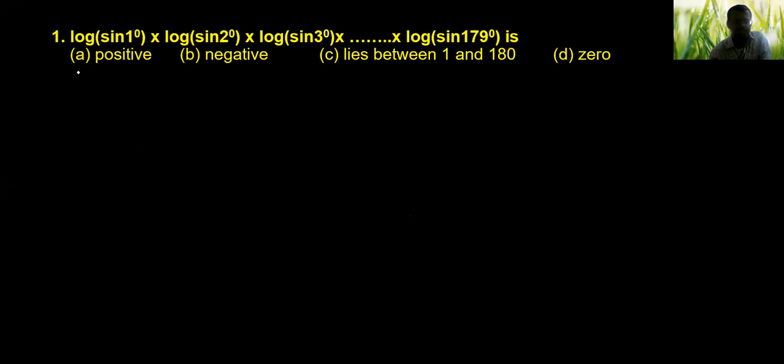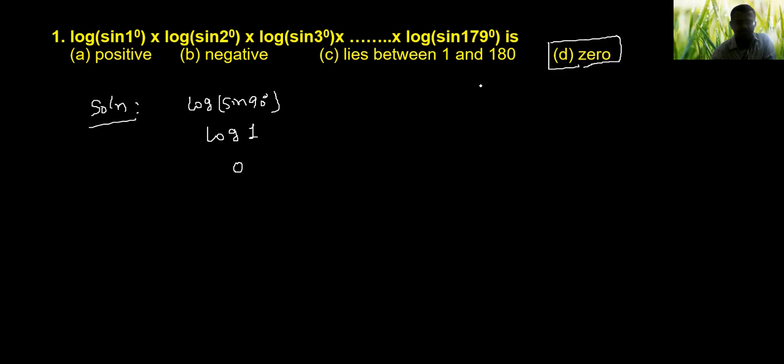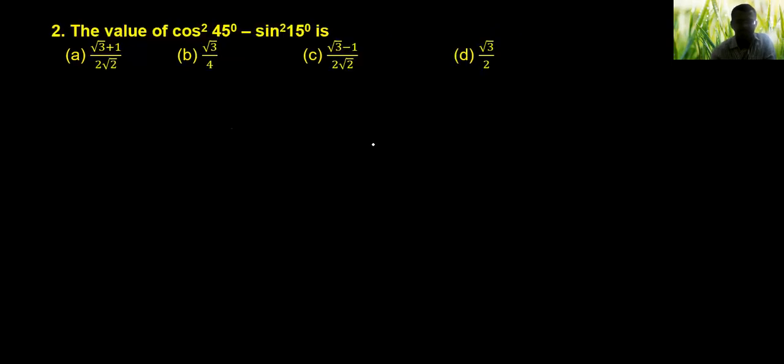See, the first problem is log of sine 1 degree into log of sine 2 into log sine 3, etc. up to log of sine 179 degree. It is a very simple question. Observe here, when you multiply like this, we get log of sine 90 degree, correct? In between sine 3, 4, 5, etc., we get sine 90. So we know that log sine 90 is log 1, which is 0. Therefore, for question number 1, option D is the answer. That is 0.